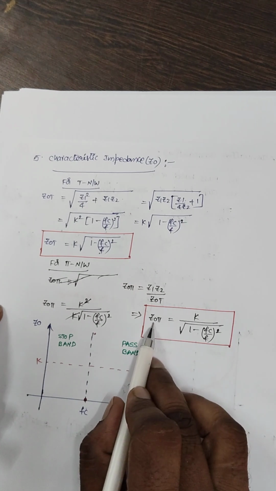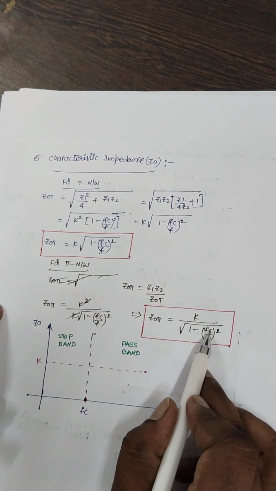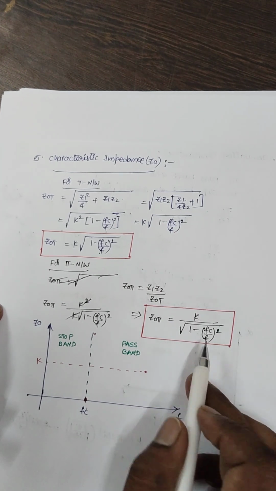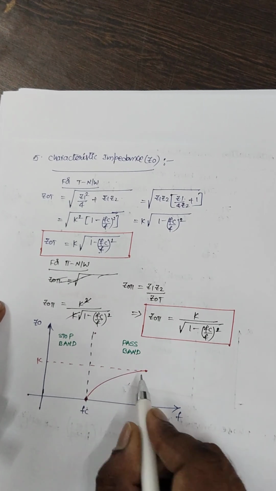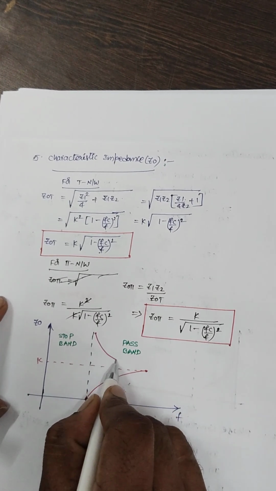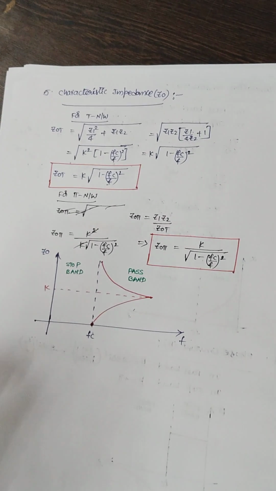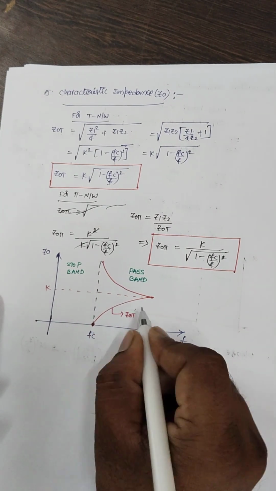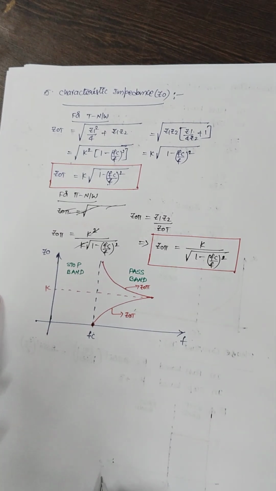What about Z0π? At f equal to infinity, it is 0, so 1 minus 0 is 1, so it also terminates to k. So Z0T will be like this and Z0π will be like this. This is the waveform for the characteristic impedance of the T type and pi type for a high pass filter.